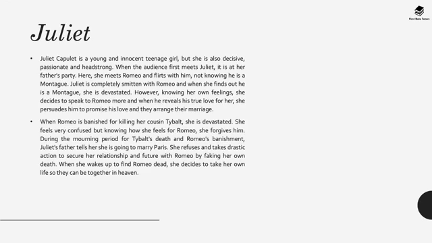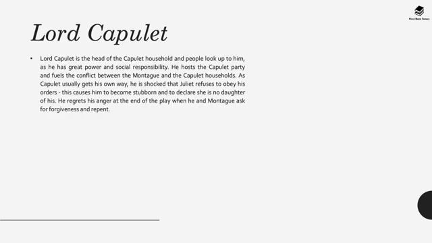During the mourning period for Tybalt's death and Romeo's banishment, Juliet's father tells her she's going to marry Paris, so she refuses and takes drastic action to secure her relationship and future with Romeo by faking her own death. When she wakes up to find Romeo dead, she then decides to take her own life so that they can be together in heaven.